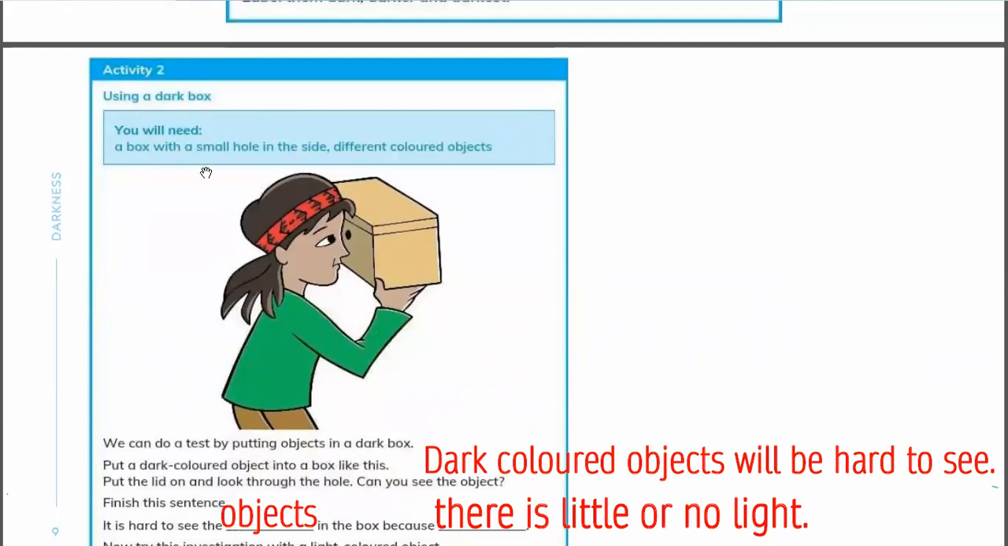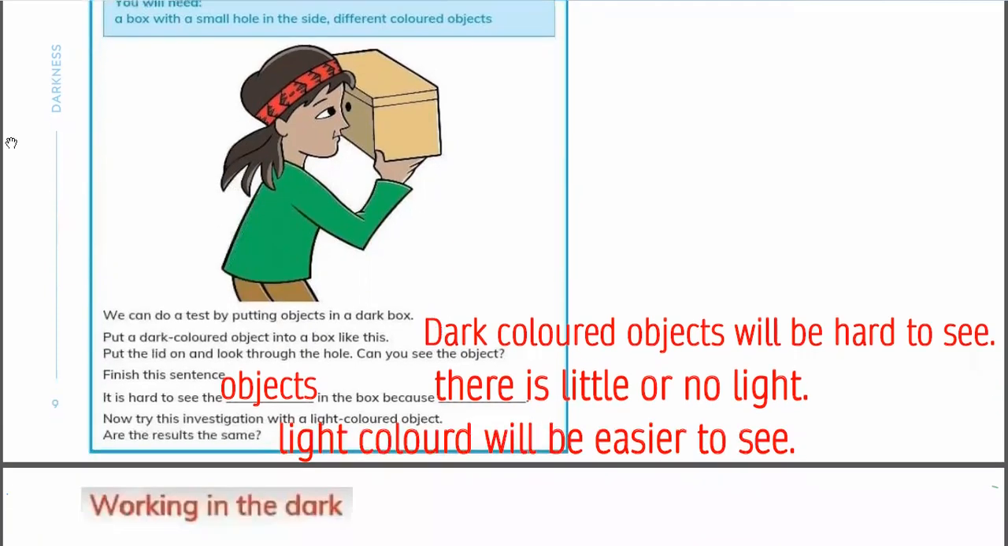Okay, activity 2, using a dark box. You will need a box with a small hole in the side, and different colored objects. So here you can see a girl, she is using a dark box that has a small hole on the side. We can do a test by putting objects in a dark box. Put the colored object into the dark box like this. Put the lid on and look through the hole. Can you see them? So you can say that dark colored objects will be hard to see.